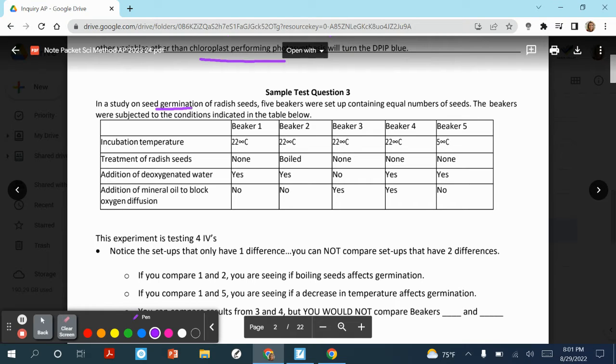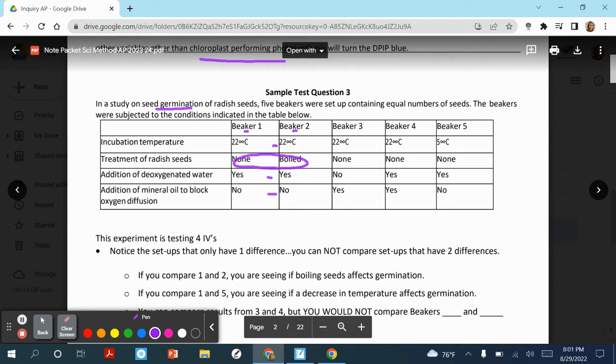It says if you compare test tube 1 or beaker 1 and 2. So let's take a look at 1 and 2 here. So 1 and 2. Notice that my temperature is the same. The addition of deoxygenated water is the same, and they did not use any mineral oil to block oxygen diffusion. The only thing that they changed is this right here. So when you compare beakers 1 and 2, then we're trying to see if boiling is affecting the germination of the radish seeds.